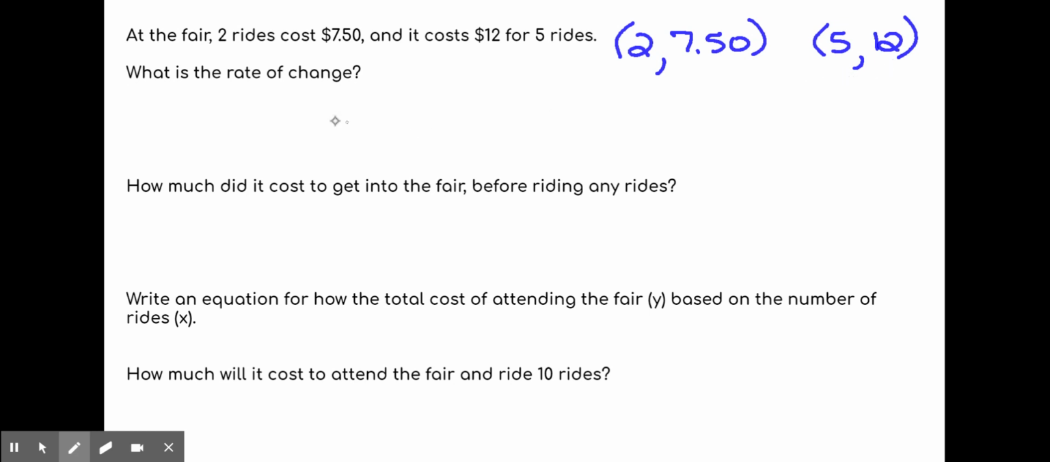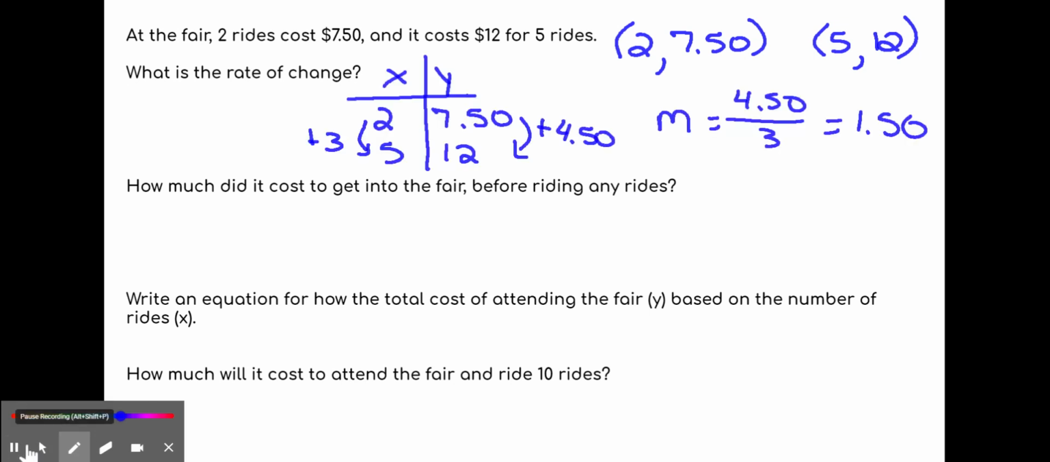Okay, so the next thing we need is the rate of change. Remember, this is the slope. We're solving for m. You find the rate of change between these 2 points. Okay, so I got m was $1.50. Now, we typically don't write slope as a decimal, but this is a cost per ride, right? It costs $1.50 per ride. So it's okay here to leave this as a decimal because of the situation.